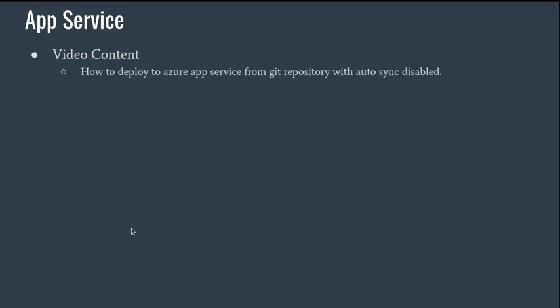Hello everyone, in this session we will learn how to deploy to an Azure App Service from a public Git repository with autosync disabled using Azure CLI. When autosync is disabled, code changes in the remote Git repository will not trigger a redeployment of the web application.